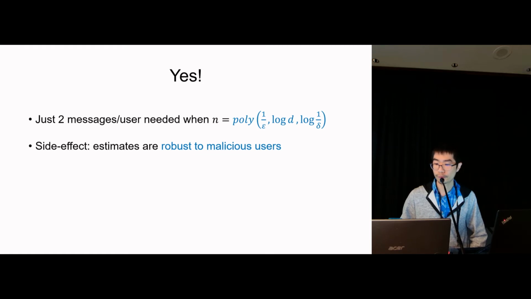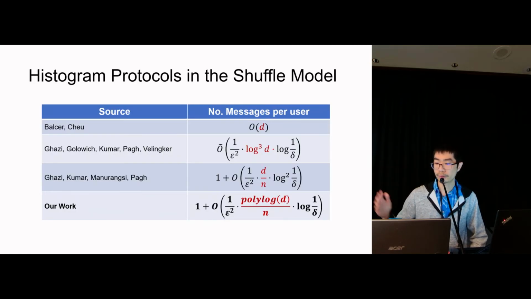All right, so that's the answer to our question. But just to put things in context, let's compare our work with some prior work. In prior work with Victor Balcer, I have a protocol with D messages per user, which is very large because that's the number of bins. This was improved by work by Ghazi et al. down to polylog D, but then roughly the same team got a result that was vanishing with n. So as you increase the number of users, the number of messages per user actually goes down. But there is a linear in D term, which is not that good. And in our work, we get the best of both. We have a polylogarithmic dependence on D and a vanishing with n property.